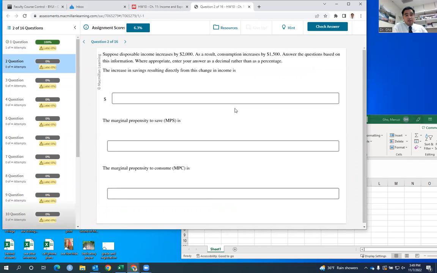Let's look at this next question. If disposable income increased by 2,000, consumption increases by 1,500. What happens to the rest of the money? Whatever you don't spend, you save. So $500 is saved. Let's look at these questions.